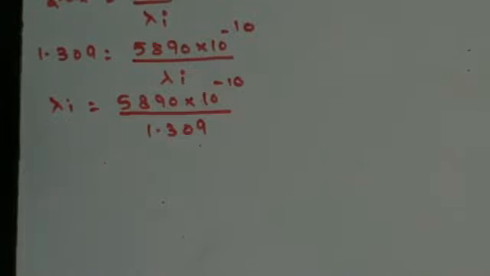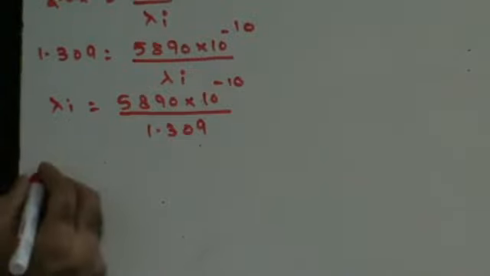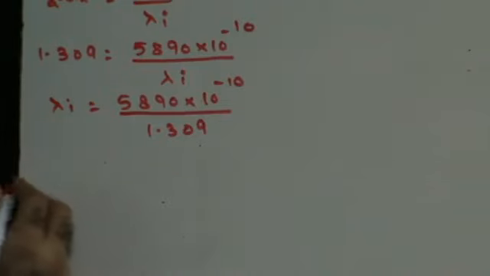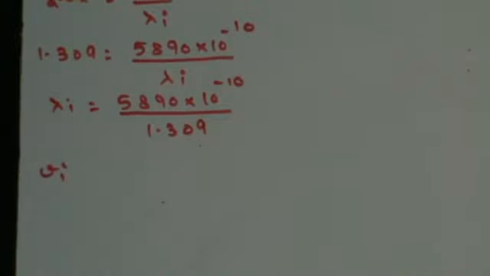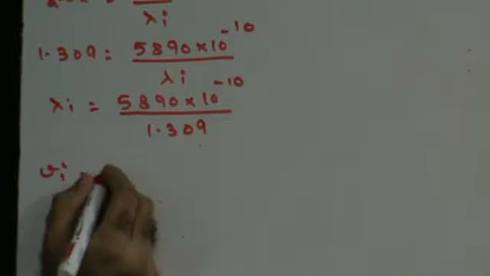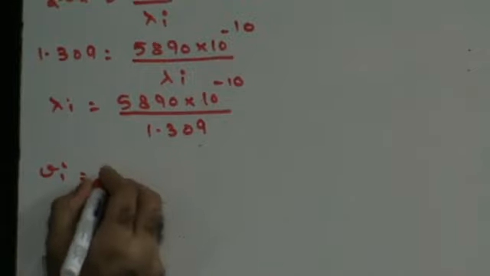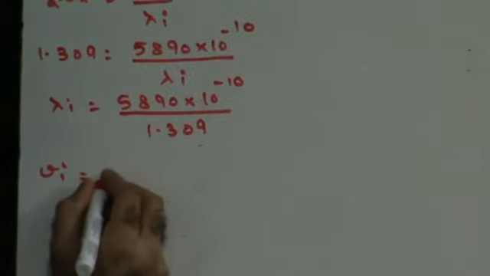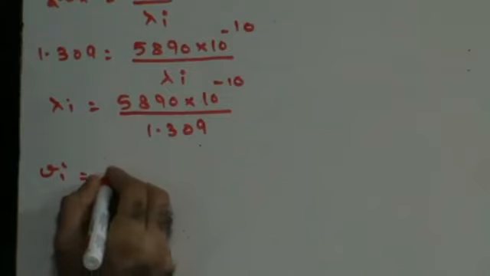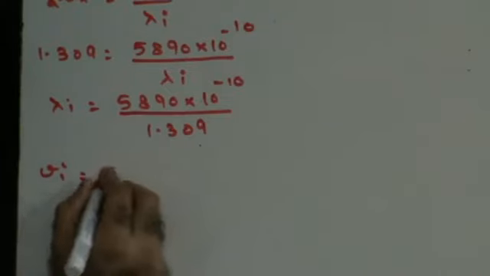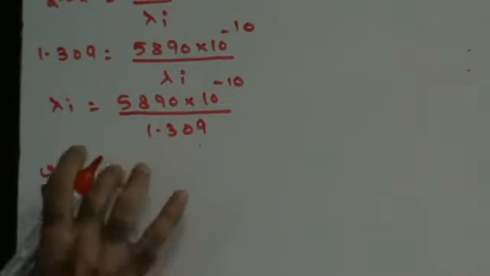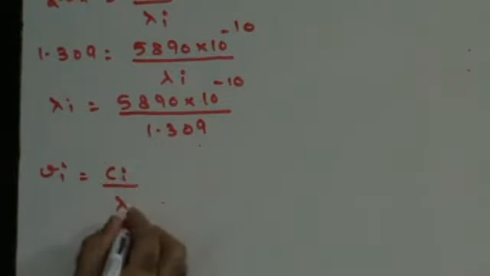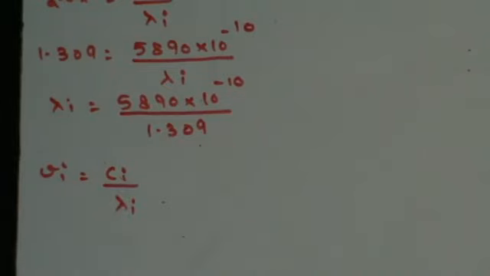The third thing they've asked you is to find out frequency. Frequency in ice is nothing but velocity upon wavelength. So frequency is velocity in air upon wavelength in air, or velocity in ice upon wavelength in ice. Either way, because even if light travels from one medium to another medium, its frequency remains unchanged.